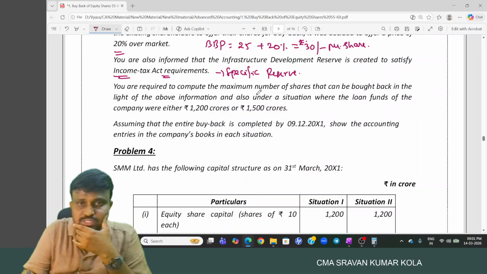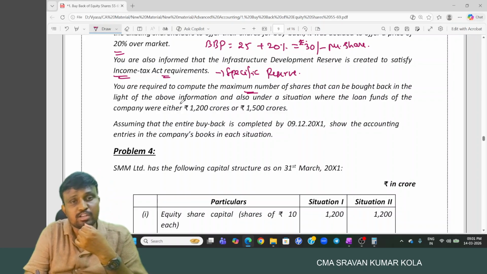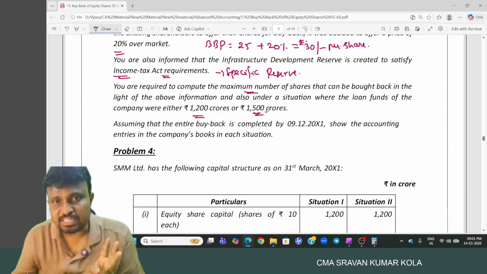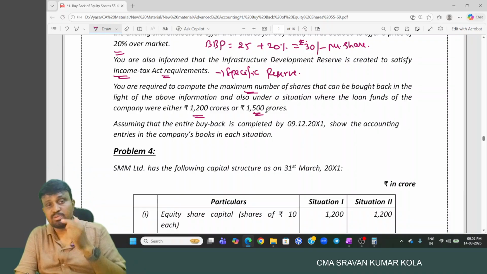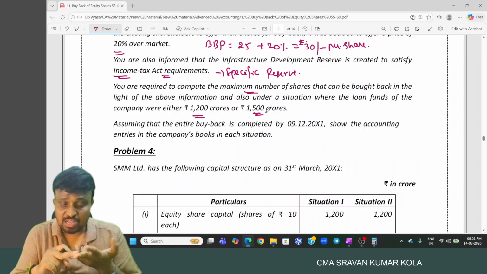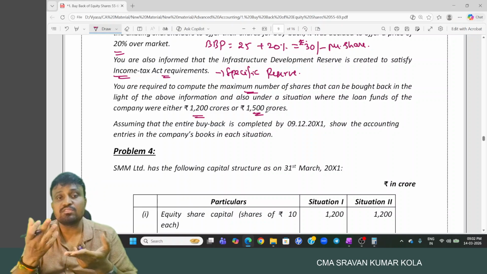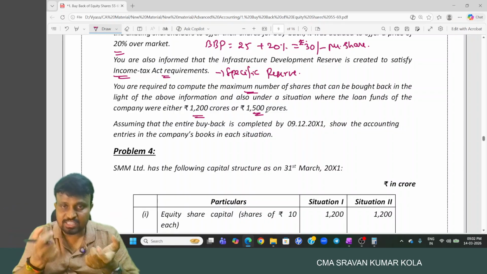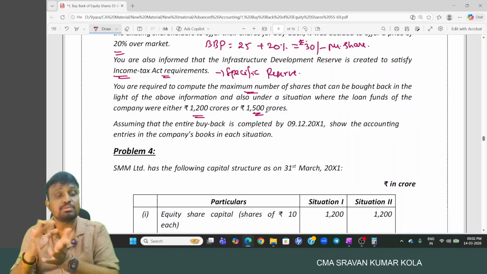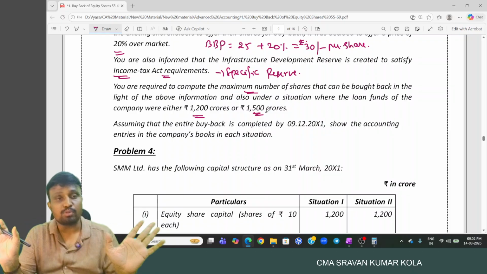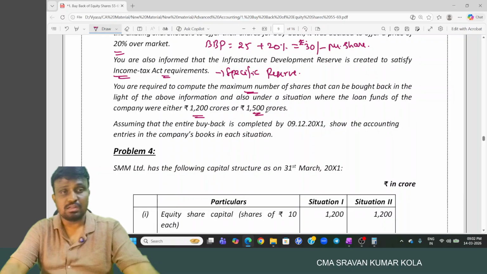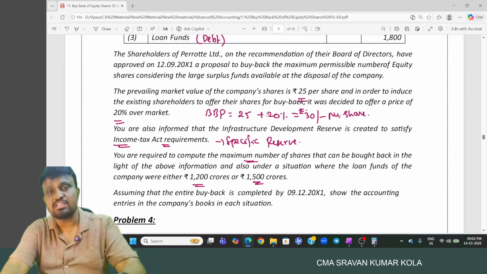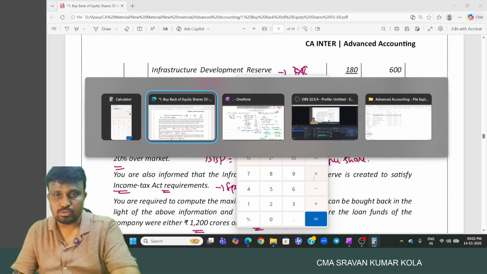You are required to compute the maximum number of shares that can be bought back in the light of the above information, and also under the situations where the loan funds are 1200 and 1500. Remember, there are three tests. In the share outstanding test and the resource test, debt is not involved anywhere. Debt is considered only in the debt equity ratio test. So a change in debt impacts only test 3. The first two tests are the same for any amount of debt. Here the problem has one amount of debt, 1800 crore, and two more situations are provided. Under these three situations we have to calculate.